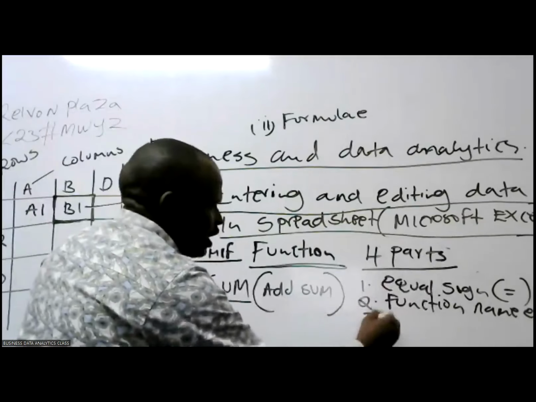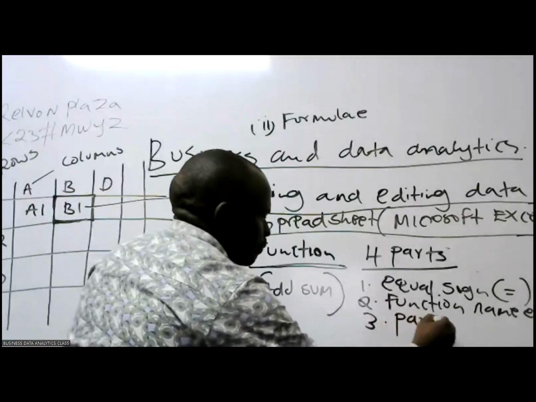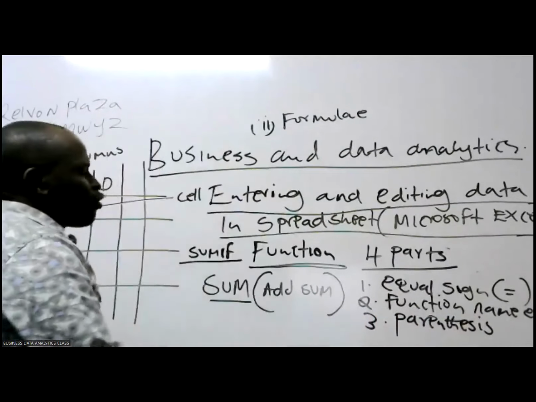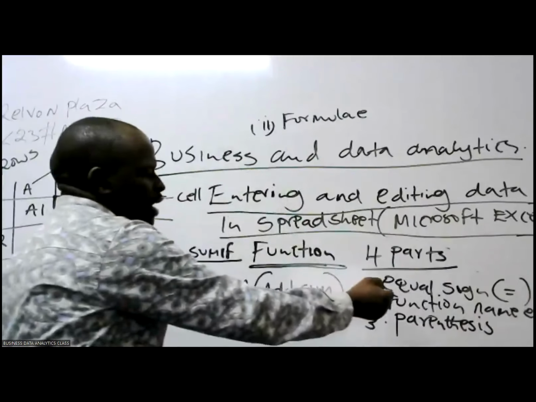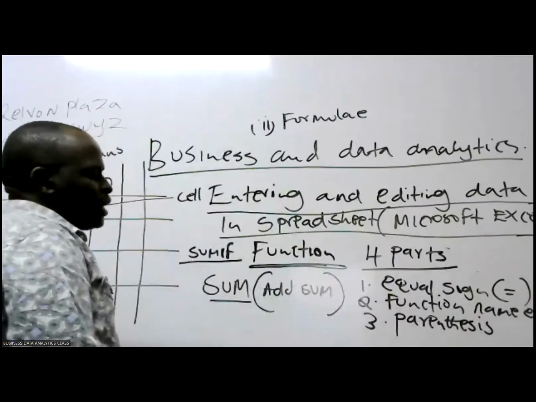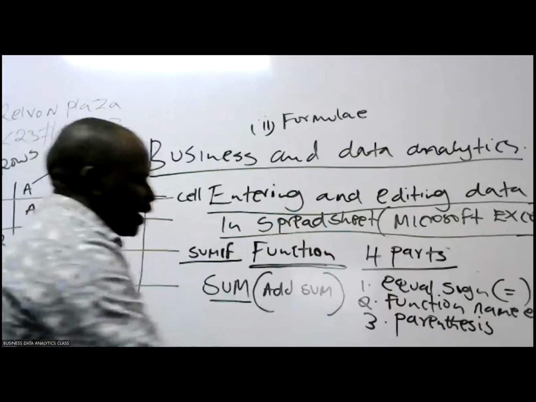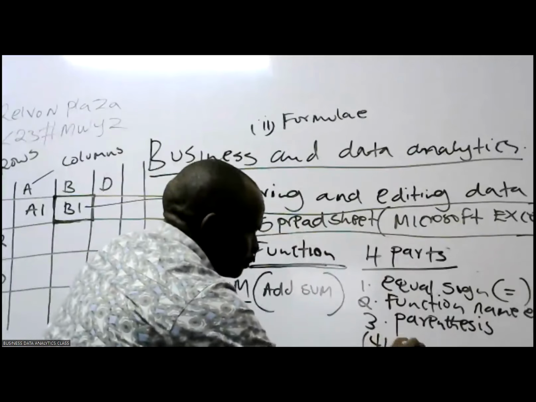And then number three is the parenthesis. So from today onwards, you should know that a function has 4 parts. One, we have an equal sign; two, the function name; three, the parenthesis; and number 4, the argument.